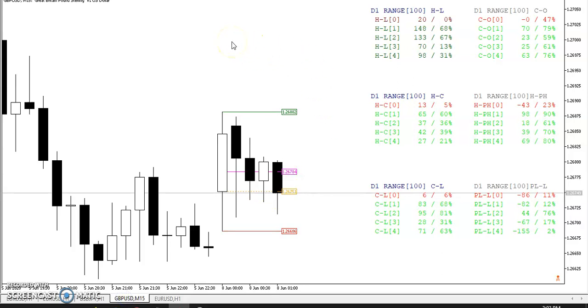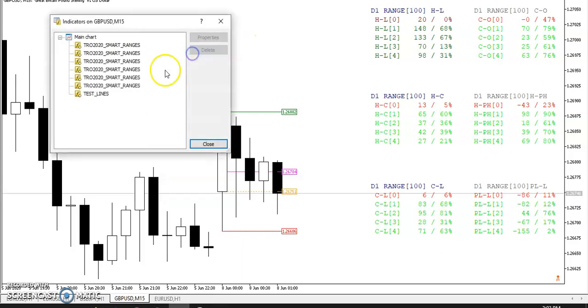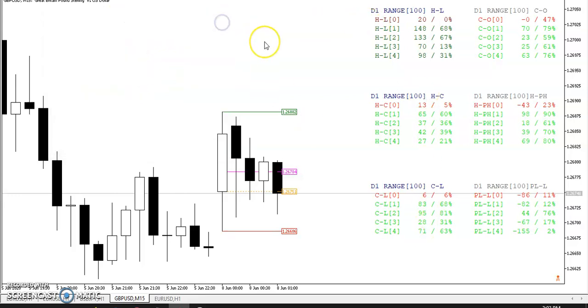And so here we have the TRO Smart Ranges indicator, and it's one indicator loaded up 6 times. Each one's a different instance. Now, as I mentioned, we can use this for the buy zone. What is the buy zone?